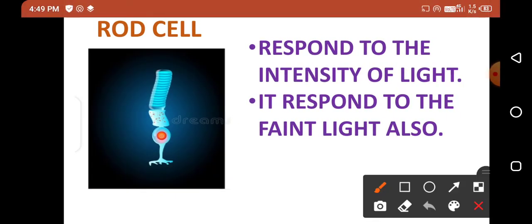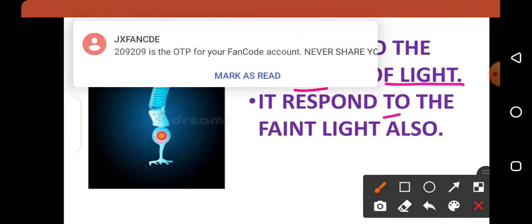Rod cells respond to the intensity of the light. That means these cells provide information on how bright or how dim the light is. This information is provided by the rod cells, and they also respond to faint light.